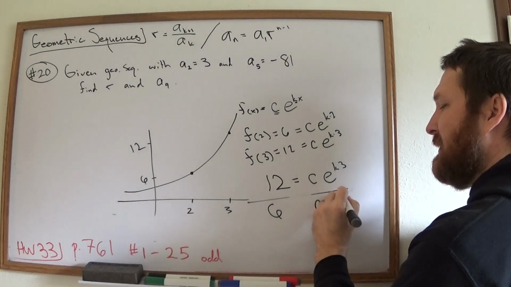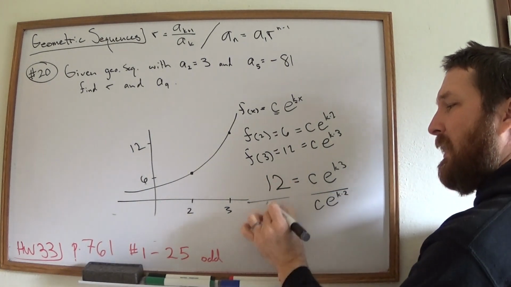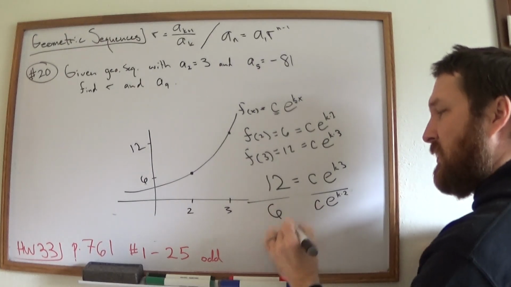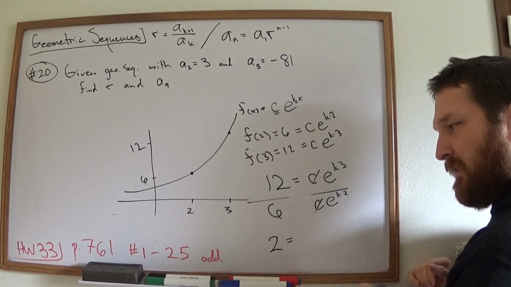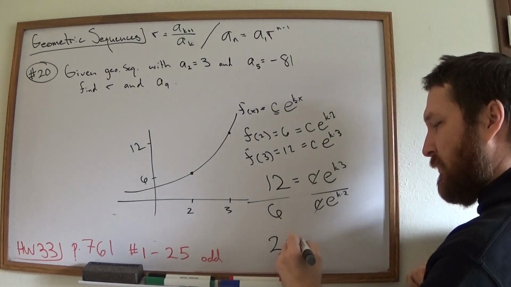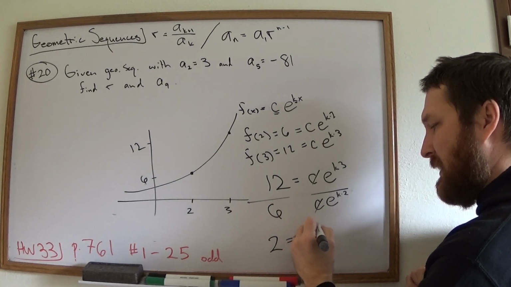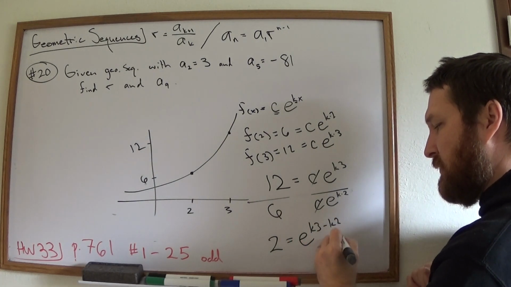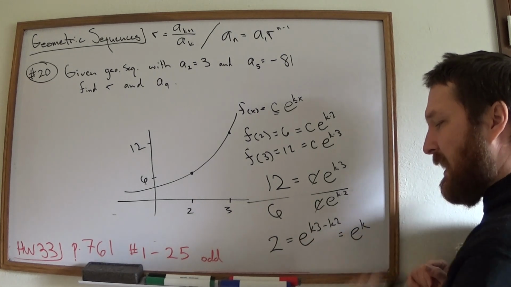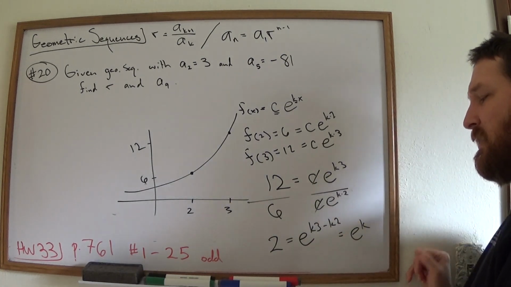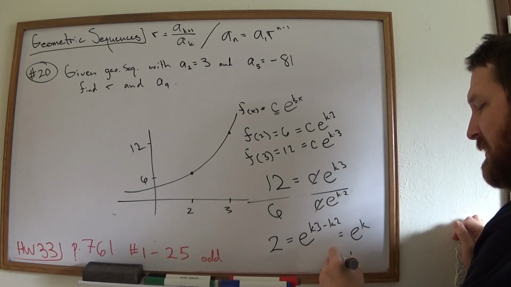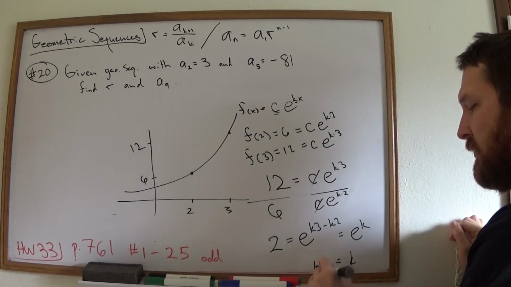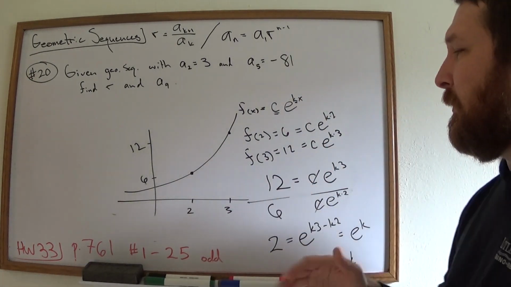6 over e to the k times 2. And what happens, that's nice, that gives you a nice 2. Those cancel. And then this we could rewrite as e to the k3 minus k2, or how about just e to the k? And then you take the log of both sides and you get that k is equal to natural log of 2. And then you go back in and so on.